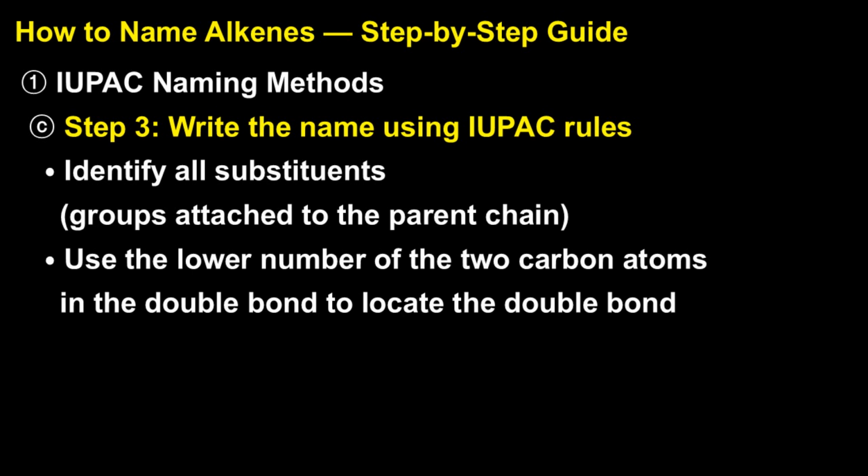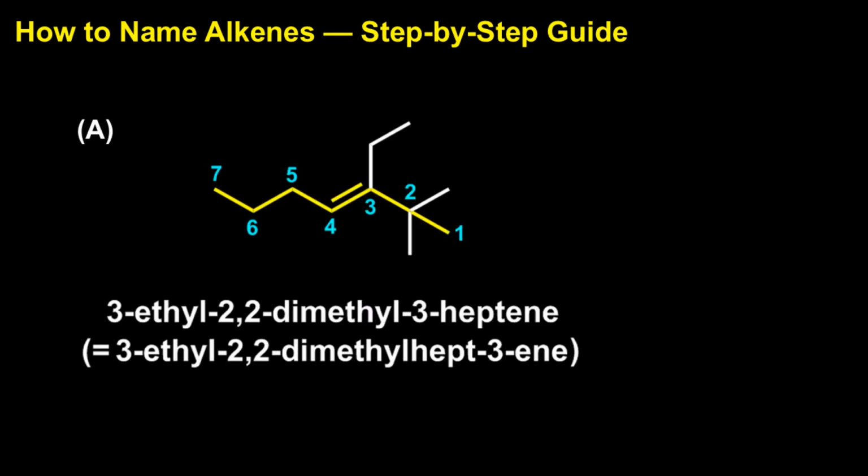First, we look for all the substituents. That just means the groups attached to the parent chain we just numbered. Then, for the double bond, we use the lower number of the two carbons it's between. That number tells us where the double bond starts, and that's the number we include in the name. So really, this last step is about combining everything, the chain, the double bond, and the substituents, into one clear name. Let's try an example to see how it all fits together.